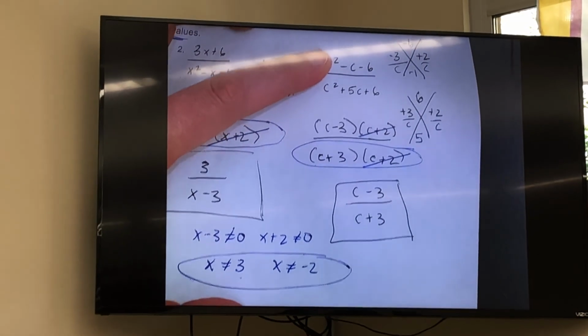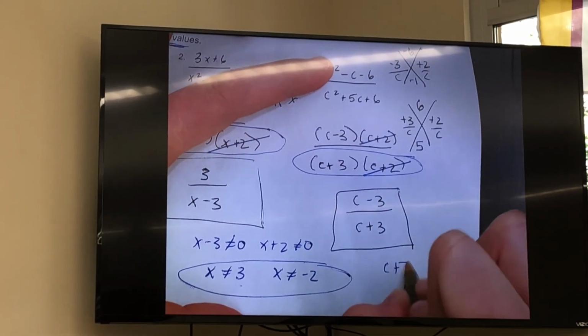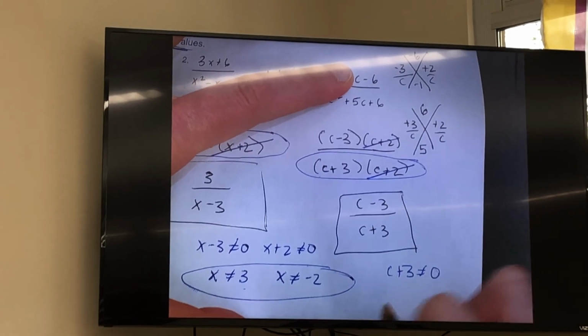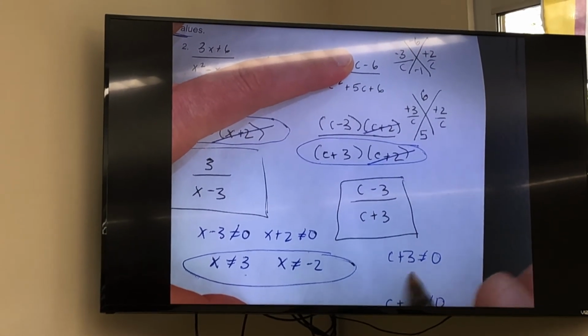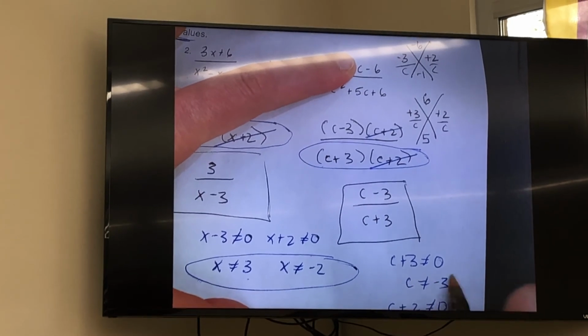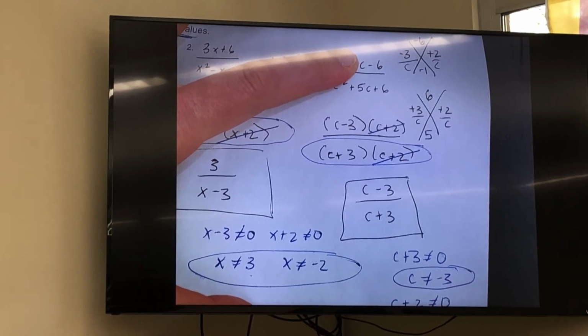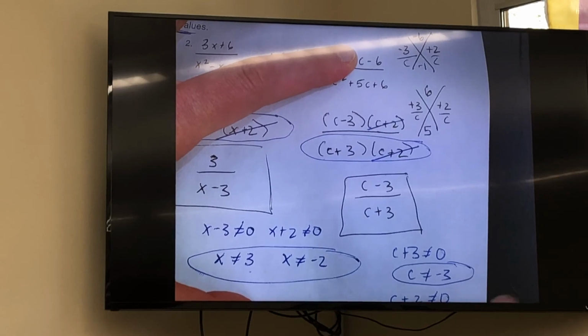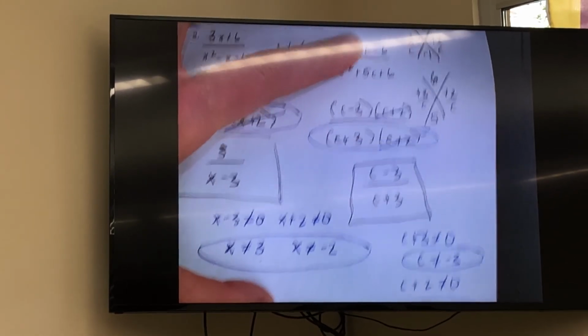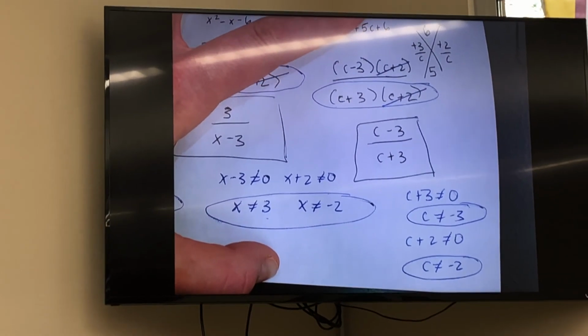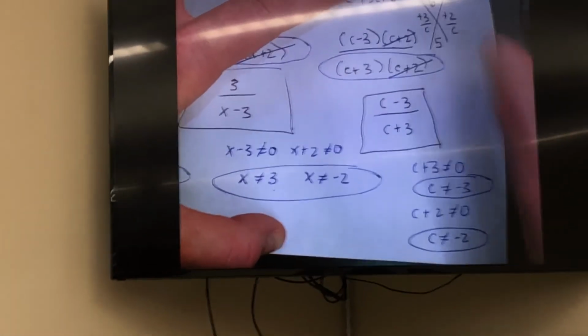Before we knocked everything out, I have C plus 3 does not equal 0, and C plus 2 does not equal 0. I would subtract the 3. C does not equal -3, and C does not equal -2 by subtracting the 2 over. So in this case, again, I have 2 excluded values there. There we go. Nice. All right. Feeling good? Yeah. On to the back.